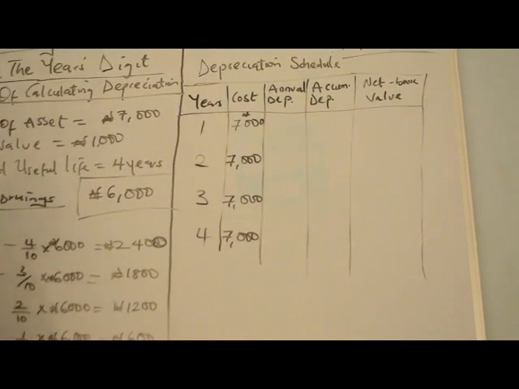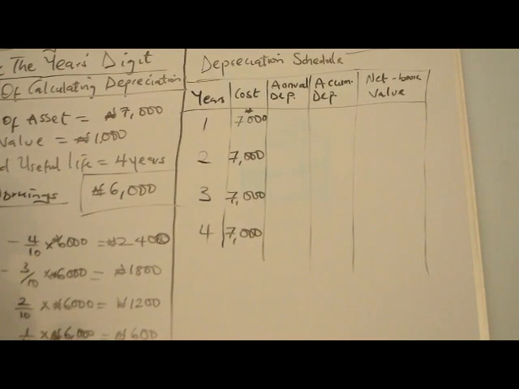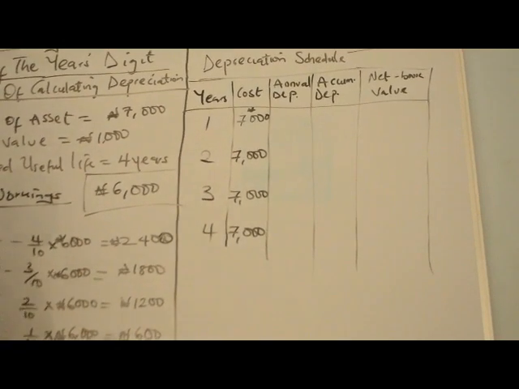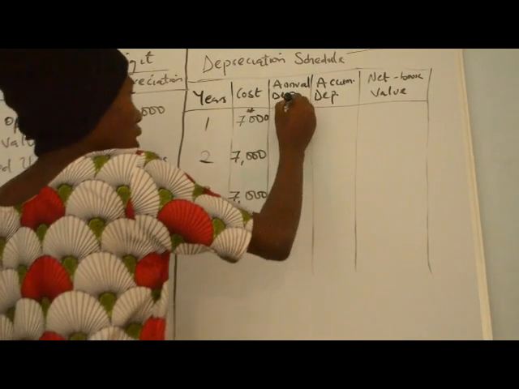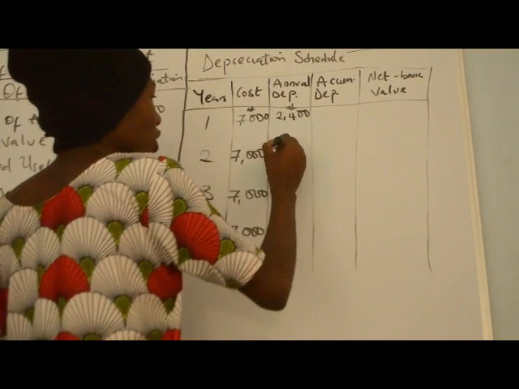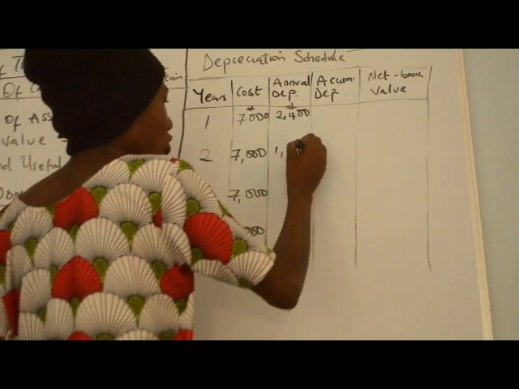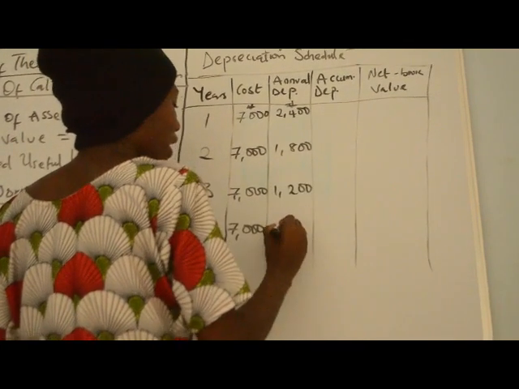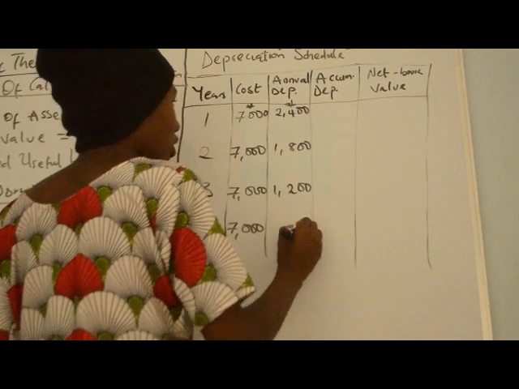7,000, all true. Now our annual depreciation, this is not like the straight line method where we have the same values. Since we're using the sum of the digits, we'll be inputting this value. For our first year, we have 2,400. For our second year, we have 1,800. Our third year is 1,200. And lastly, we have 600 naira.